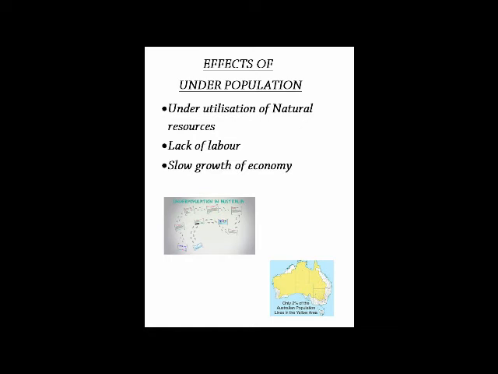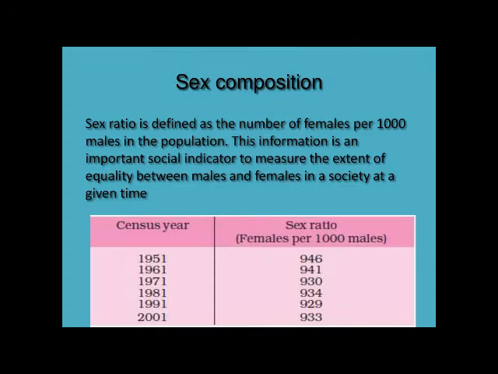Next we come to the effects of underpopulation, and the first point is underutilization of natural resources. Now due to less population, the natural resources are not fully utilized. This leads to wastage of these resources. The next point is lack of labor. The lack of manual labor due to low population leads to low productivity. The next point is slow growth of economy. Now the economy of the country remains underdeveloped due to low population.